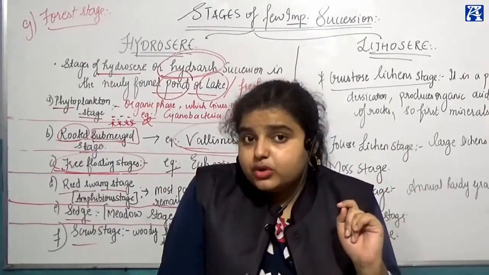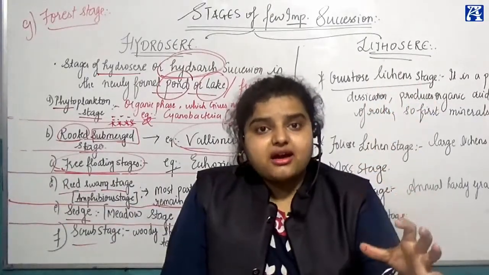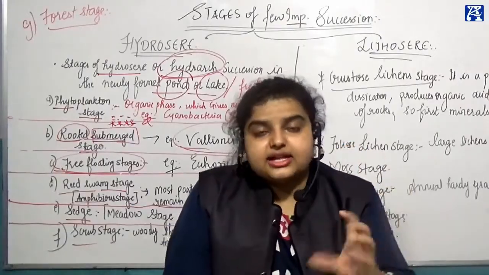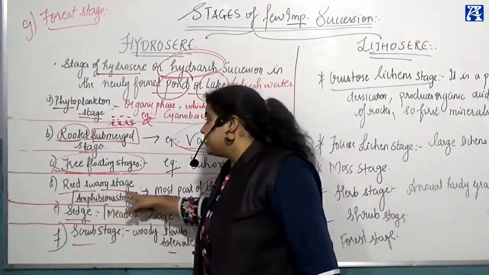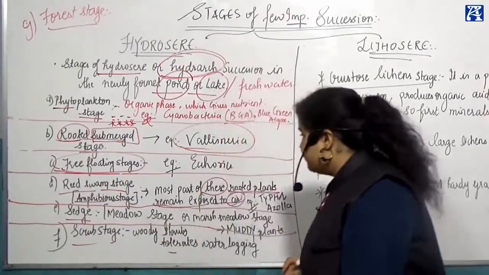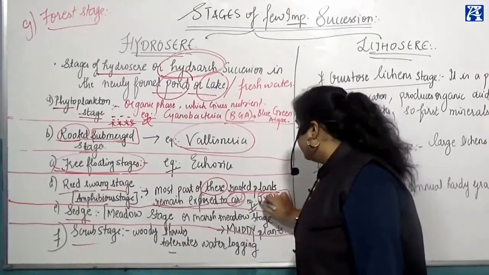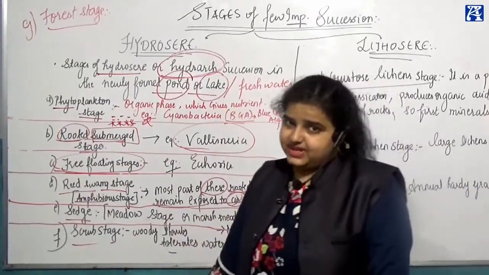Then comes the freely floating stage, where roots are freely present in the air. We can see these roots in the air. That's why this is called the reed swamp stage, or referred to as the amphibious stage. An example of it is Typha and Azolla. Please don't forget the example. It is very, very important.